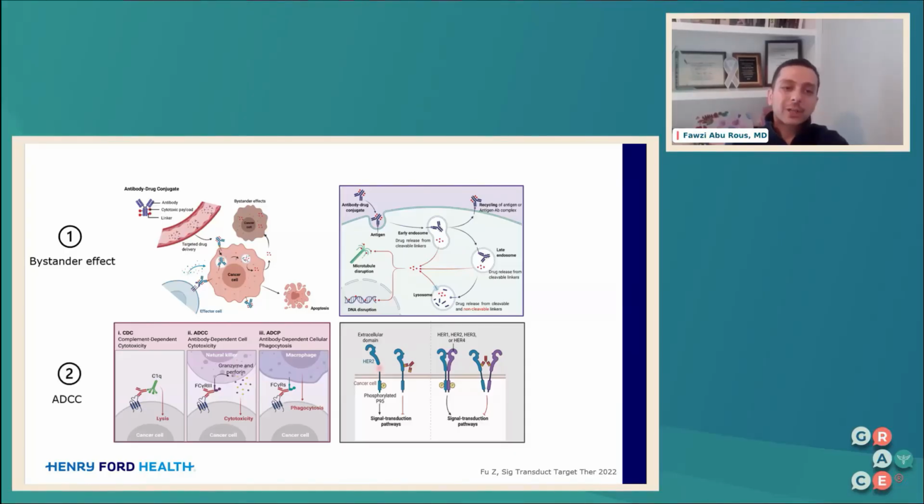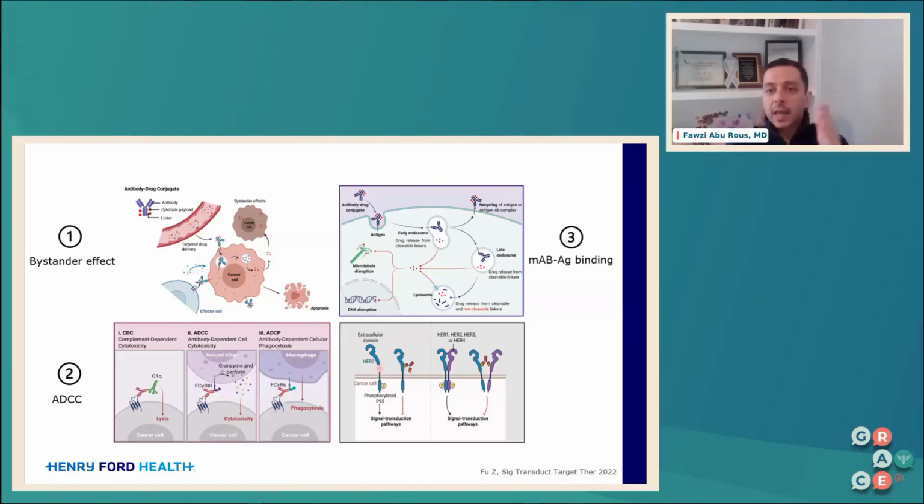And then number two is what we call ADCC, or antibody-dependent cell cytotoxicity. And this goes back to the Fc portion that we talked about in the first one or two slides. So when the antibody binds to its target, the Fc portion is still available for immune cells to come and bind and also kill the cancer cells via immune activation.